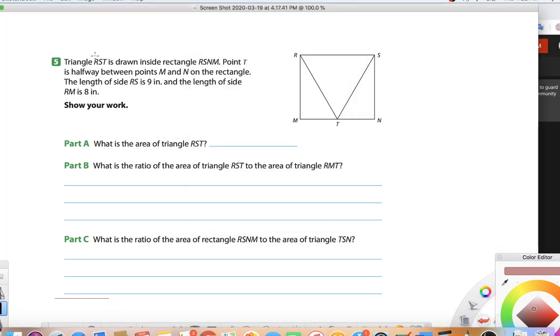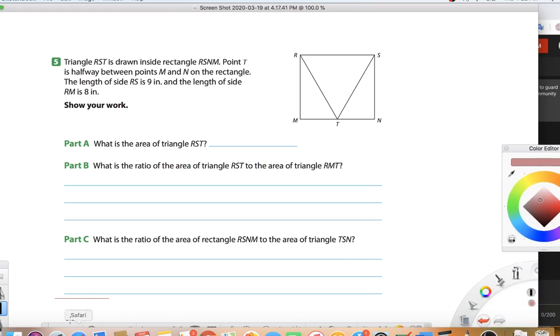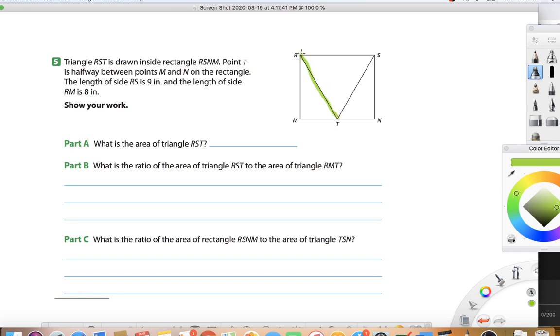Now for this one, it says the triangle RST, and I'm going to use a highlighter for this one. I guess it makes sense to put it over here. So it says triangle RST. Triangle RST is drawn inside the rectangle RSNM. So this rectangle. Let's color code it. Why not? I don't mind.